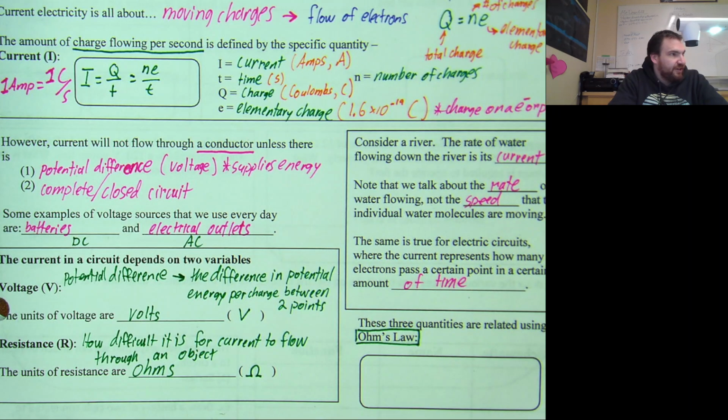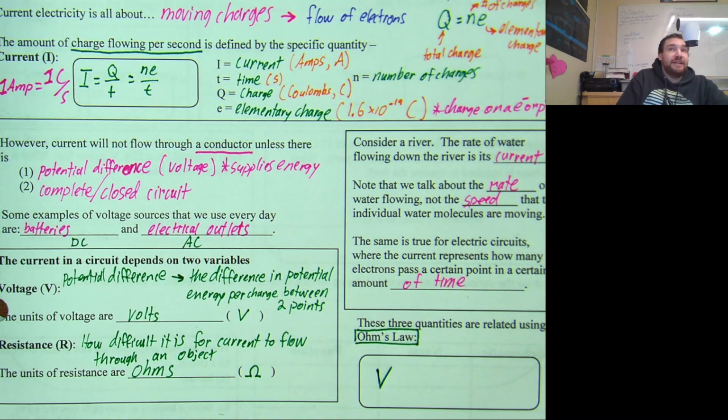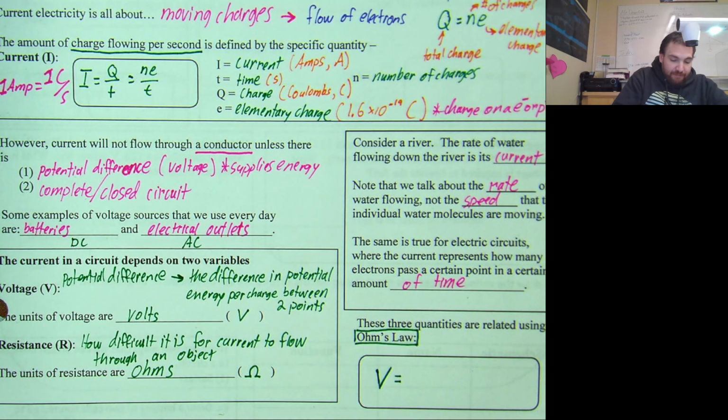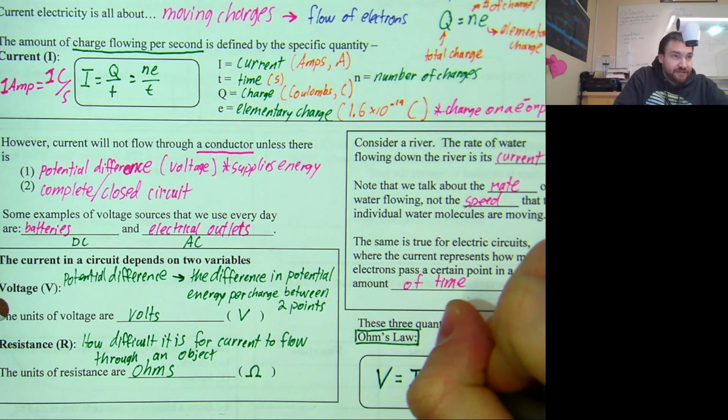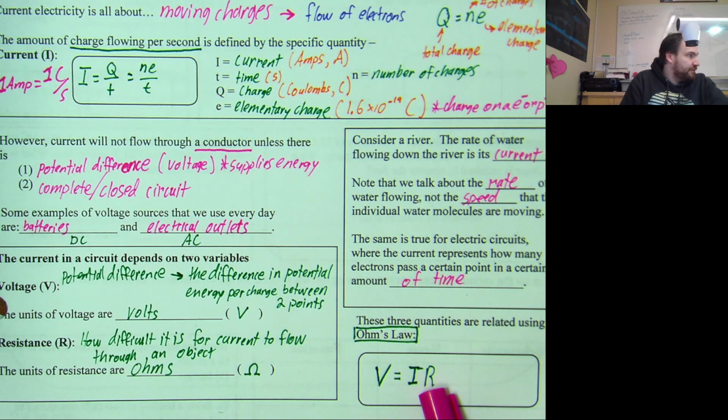So these three objects are going to exist in a similar relationship to how we had distance being equal to velocity times time. The amount of voltage, V, that you need to provide is going to be equal to the amount of current you want times how hard it is to make it flow. And so we get Ohm's law here, that's V equals I times R. The amount of voltage is equal to the current times the resistance.